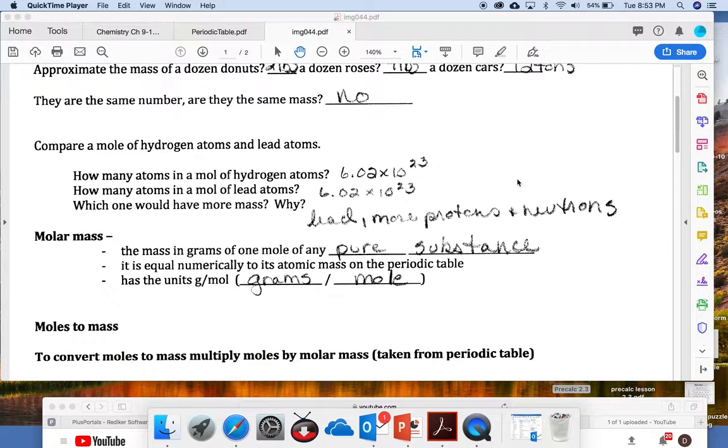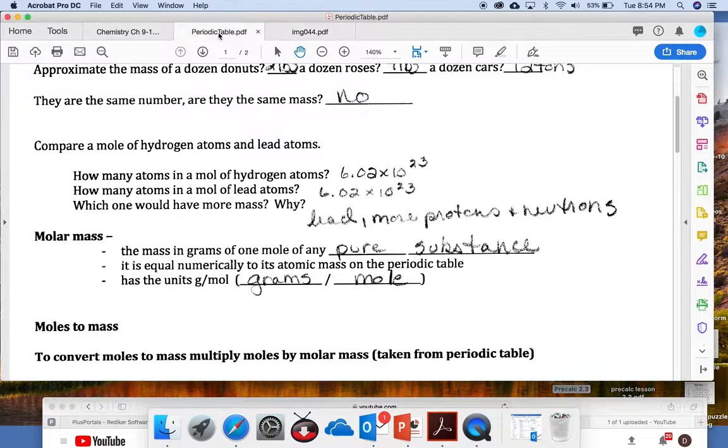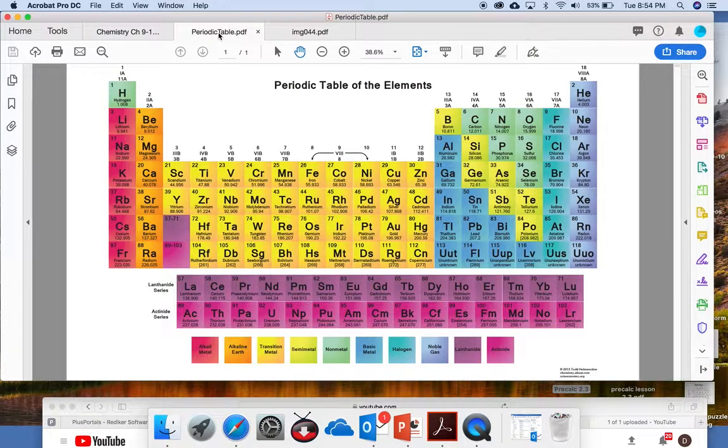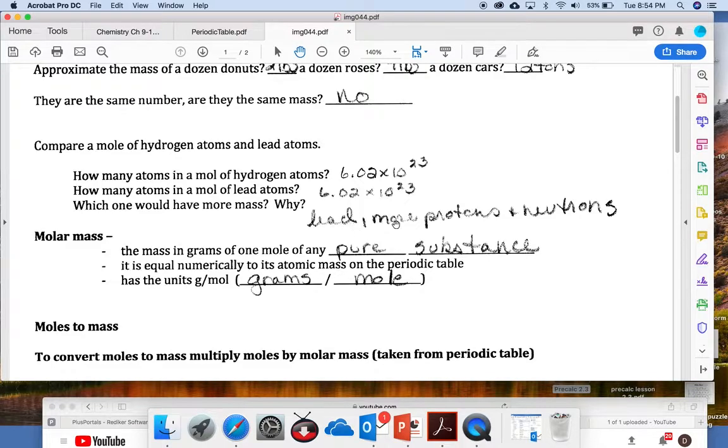Now let's look at the same idea with atoms. Say we have hydrogen atoms and lead atoms. If we have a mole of hydrogen atoms, we know we have 6.02 times 10 to the 23rd atoms. If we have a mole of lead atoms, we have 6.02 times 10 to the 23rd. But let's look at the difference here. We have hydrogen with 1 proton, and we have lead with 82 protons. So which one's going to have more mass? Of course, the lead, which has more protons and more neutrons than the hydrogen. Same number of each in each mole, but the lead is definitely going to have more mass.